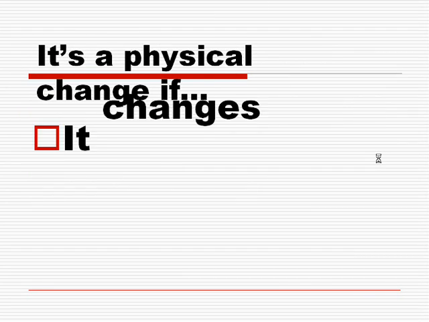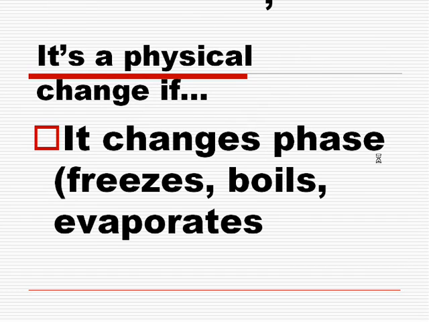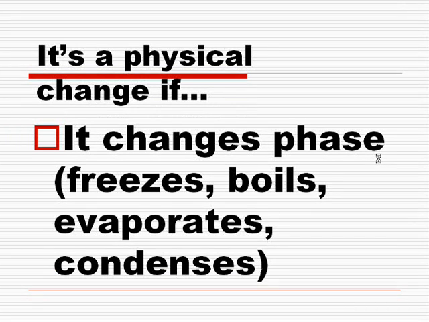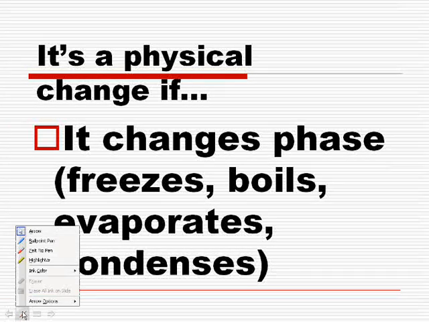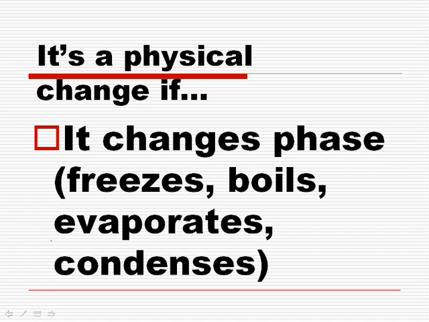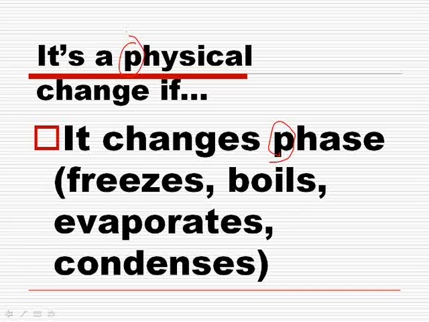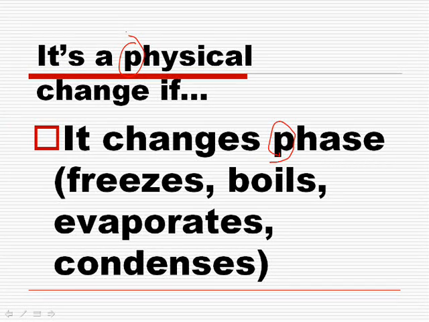It's a physical change also if it changes phase. This is one that I think gives kids the most trouble. An easy way that I find to remember it is if it's a phase change, you see the letter P, it's a physical change. A phase change is when you have something freezing, boiling, evaporating, or condensing.